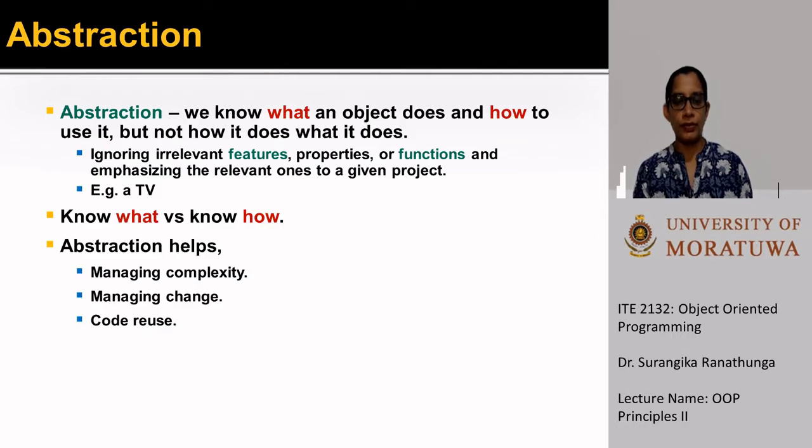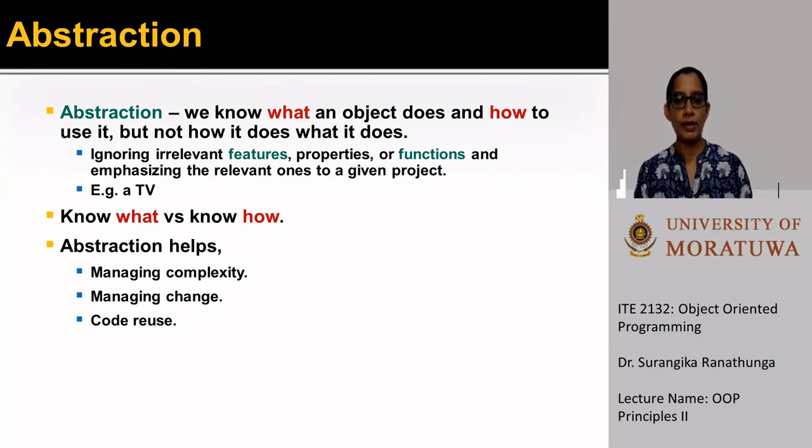So first we'll start with abstraction. So abstraction means the difference between what and how. So if we start with the example of a TV. So we know what the TV can do, right? So we can see pictures, we can increase and decrease the volume. But do we know how the TV works? Unless you are someone who builds or repairs TVs, you don't know how the TV works, right? So that means we know what the TV can do, but not how the TV does that.